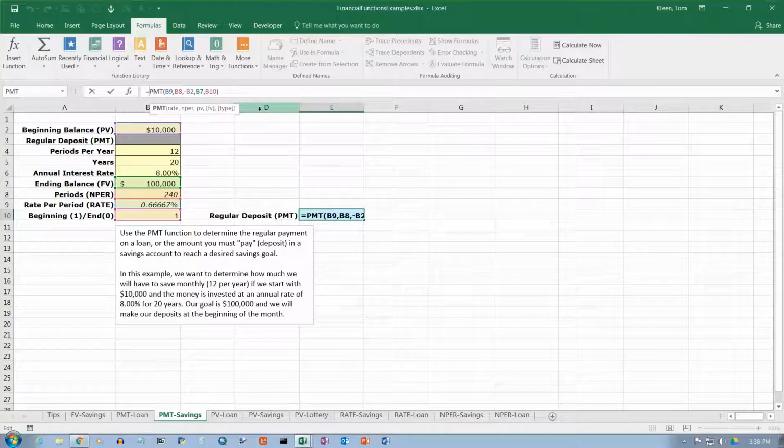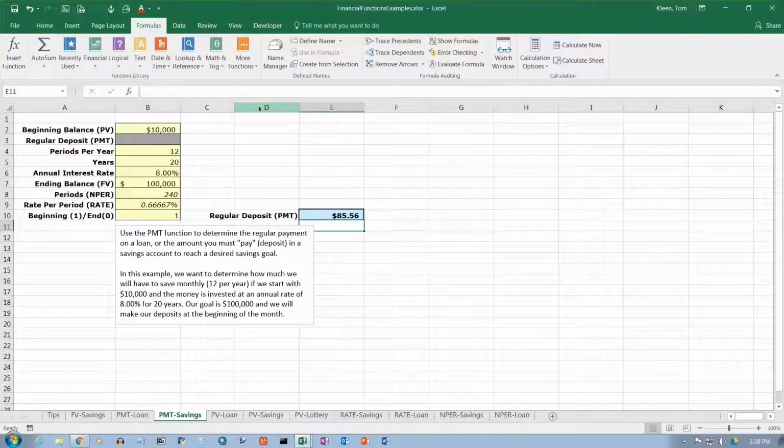That is a negative number because the payment is always a negative number. So if we don't want it to be negative, which I don't, then we're going to put a minus sign in front of the PMT function and hit enter. And now it appears as a positive number instead of a negative number. So that's how you use the payment function in a savings problem as opposed to a loan problem.